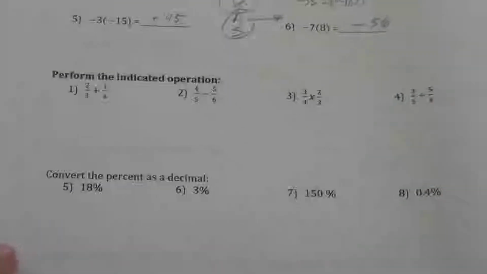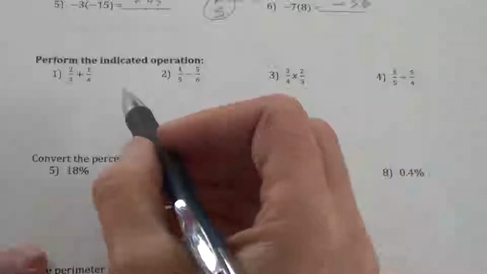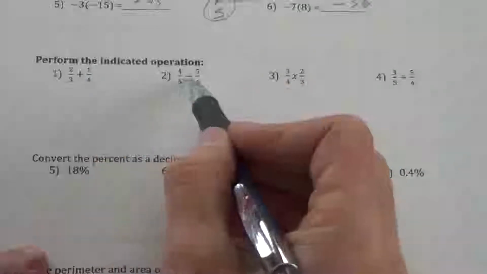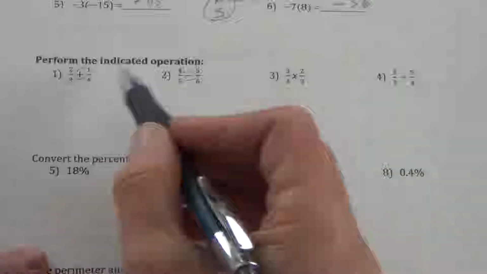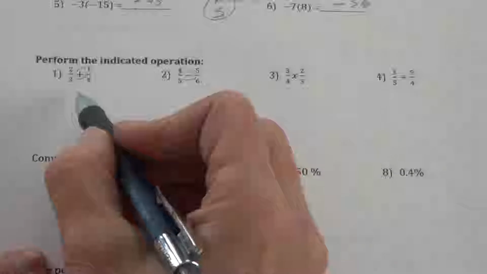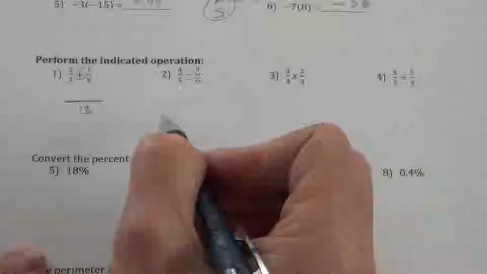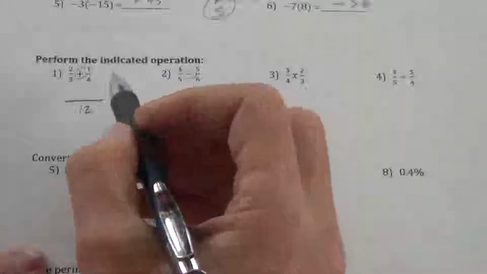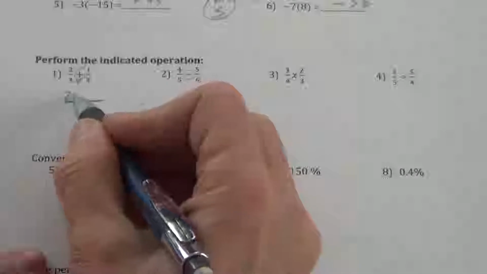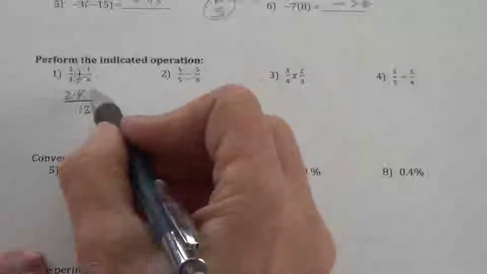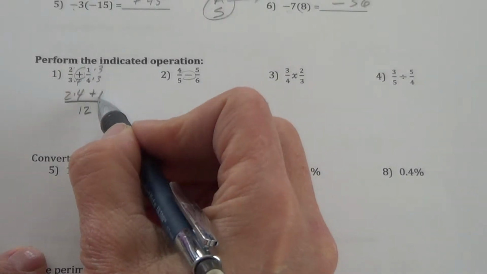On fractions, go back to the first video if you need some help. When we're adding or subtracting fractions, that's just number 1 and 2, we have to have a common denominator. Common denominator for 3 and 4 would be 12. That's what they both go into, the lowest number. 3 times 4 is 12, so we need to take 2 times 4. Plus 4 times 3 is 12, so we have to take 1 times 3.